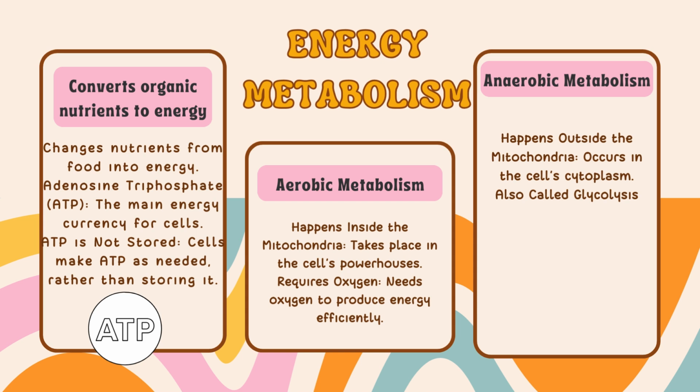Energy metabolism is basically how we get food into energy. And we basically use ATP for this, and keep in mind that ATP is not stored. ATP is made as it's needed. And there's two ways this kind of happens. Aerobic metabolism is when it happens inside the mitochondria, and anaerobic is when it happens outside the mitochondria.